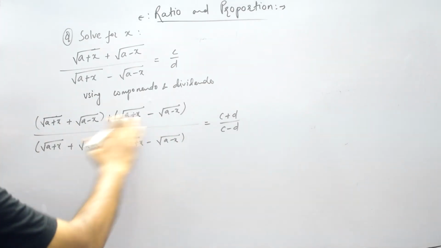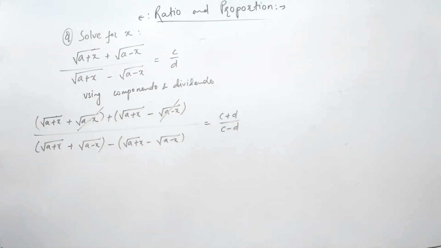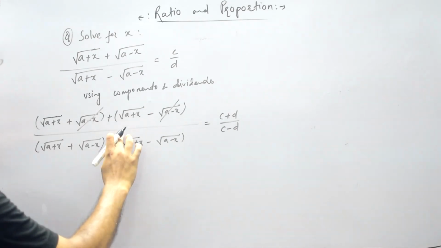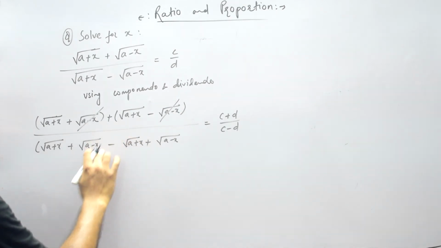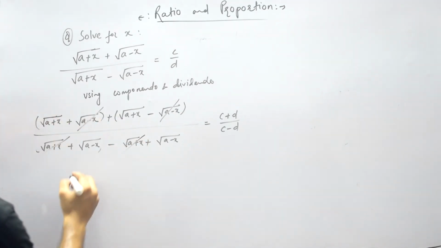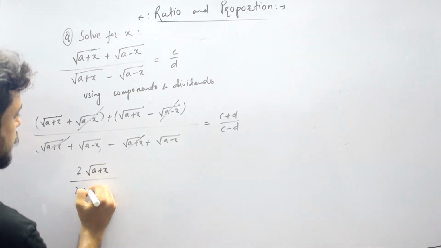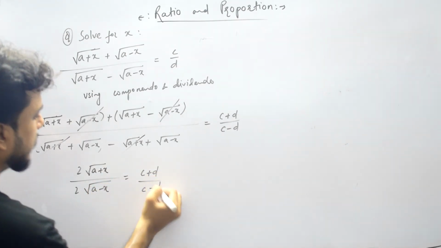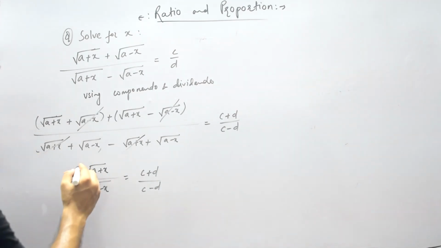Now you see on addition, when we add it, a minus x gets cancelled. Okay, and in the denominator, when we open this bracket, this becomes plus and this becomes minus. So in the denominator this gets cancelled, a plus x. So in the numerator we have 2 root over a plus x, and in the denominator we have 2 root over a minus x, which is equal to (c plus d) by (c minus d). Now see, just by using componendo dividendo, our expression has simplified into a much smaller one.